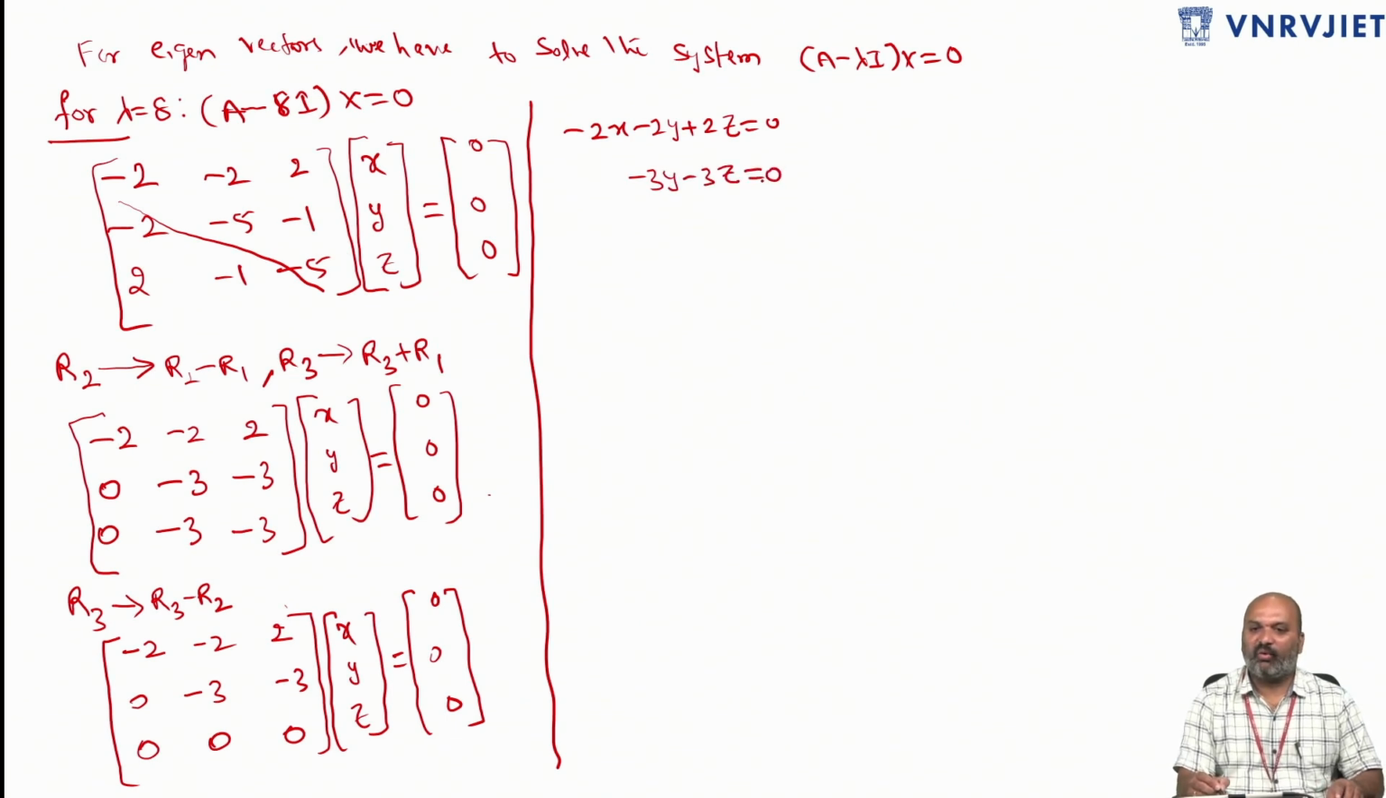Observe carefully here. We have only 2 equations, but there are 3 unknowns. In such a case, we have to take one variable as an arbitrary constant. So the number of equations is 2, the number of variables is 3. Therefore the rank of this matrix, the number of non-zero rows, is r equals 2. The number of variables is 3, and the rank is 2, less than 3. The system has infinitely many solutions.